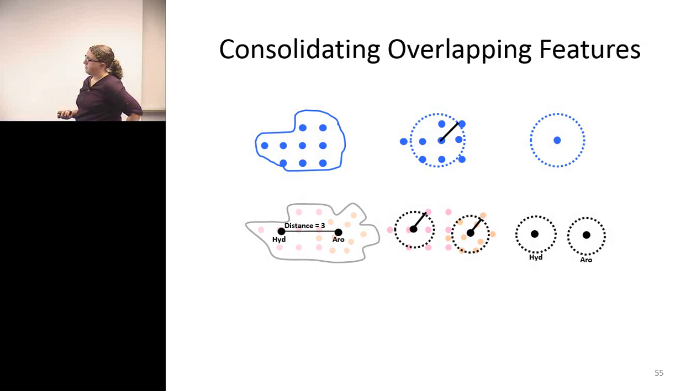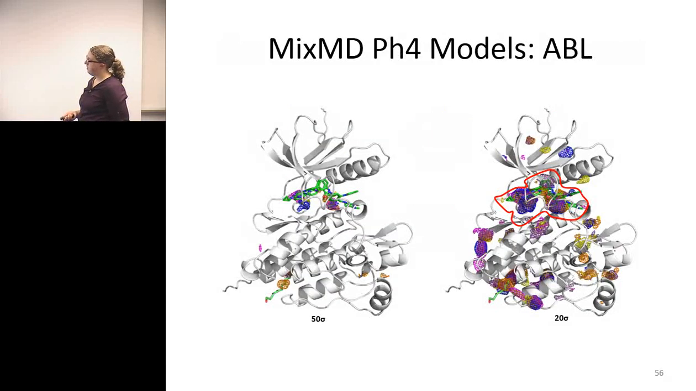In other cases, you might have, for example, hydrophobic and aromatic interactions that are slightly overlapping, but would be better represented as different pharmacophore features. So we've used basically anything that would have greater than this 2.5 angstrom cutoff. If the centers were separated by 3 angstroms, we would say that those would be better represented by different features. As a test system, we use the simulations that we had done of ABL.